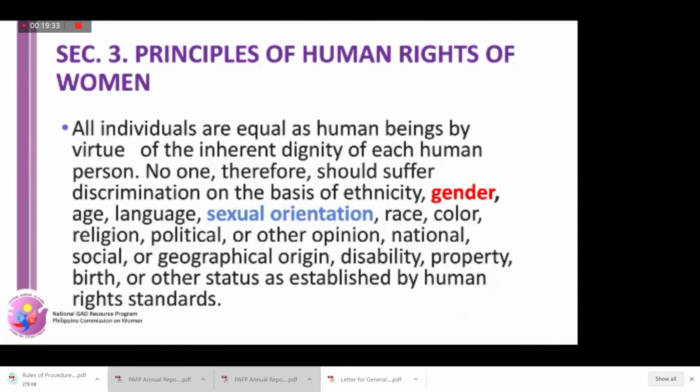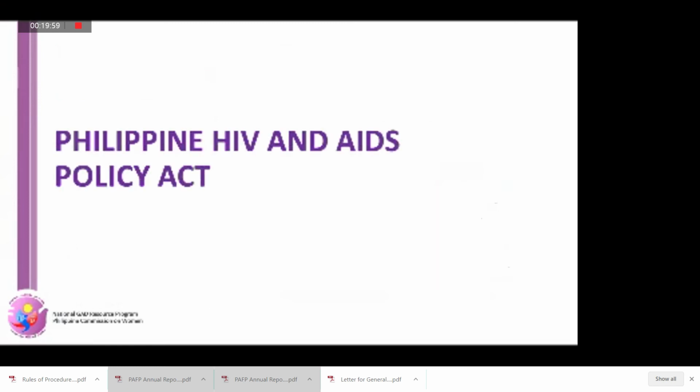So for example, if you're a man attracted to another man, then you're homosexual. If you're a woman attracted to another woman, then you're lesbian. And if you're attracted to both sexes, then you're bisexual. So apart from categorizing the concept of gender, it also talks about sexual orientation. Just the same, there should be no discrimination regardless of gender, regardless of sexual orientation.